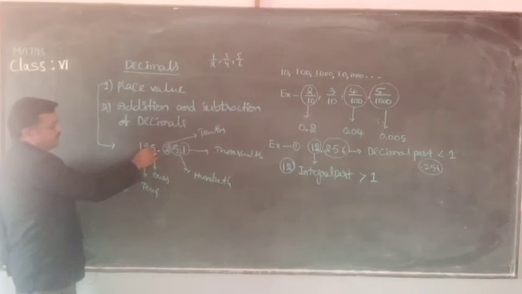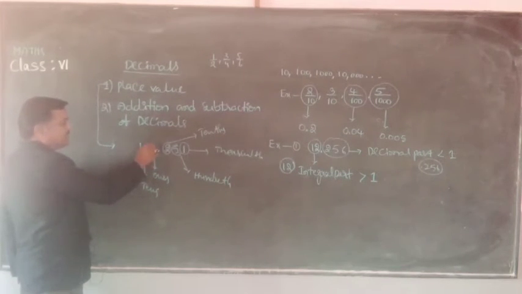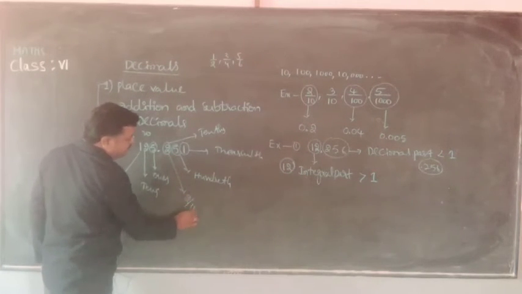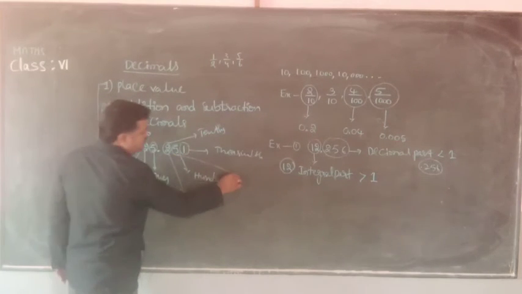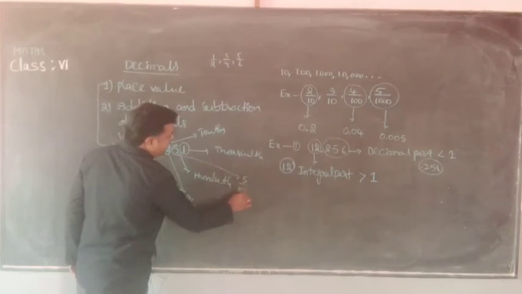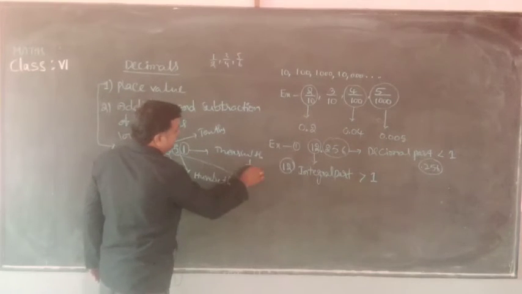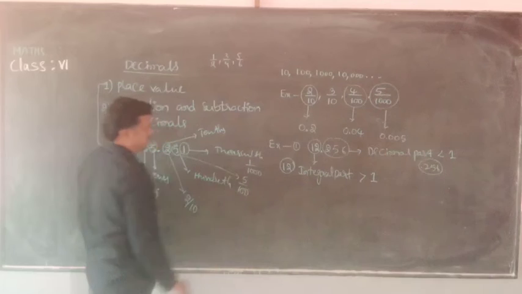So the place value of 5 is, it is there at ones place, 5. The place value of 2 is 20. The place value of 1 is 100. Here the place value of 2 is 2 by 10. The place value of 5 is 5 by 100. The place value of 1 is 1 by 1000.